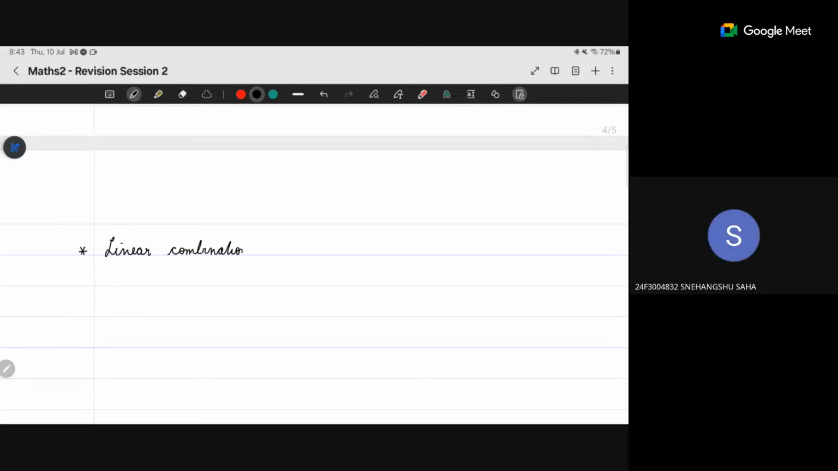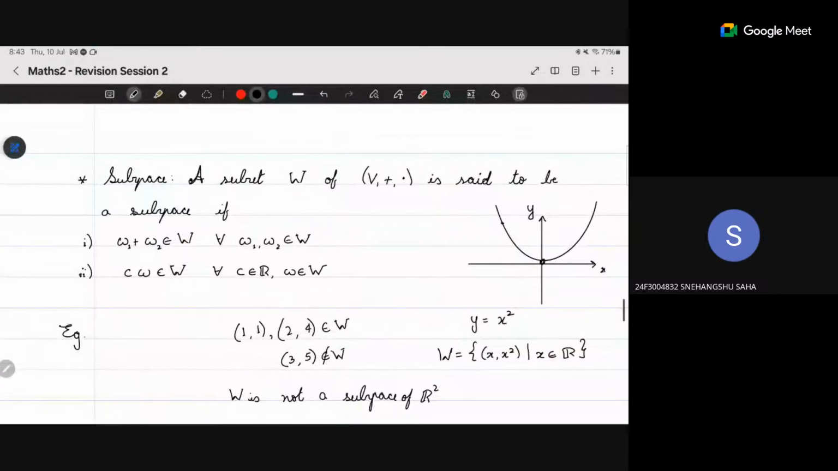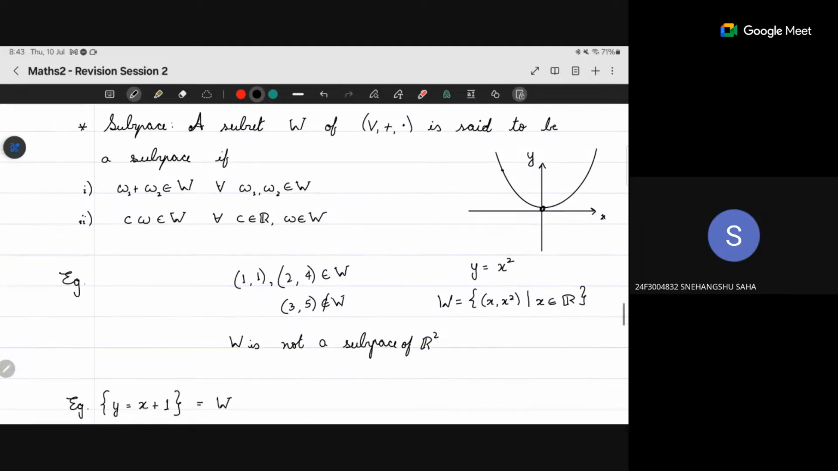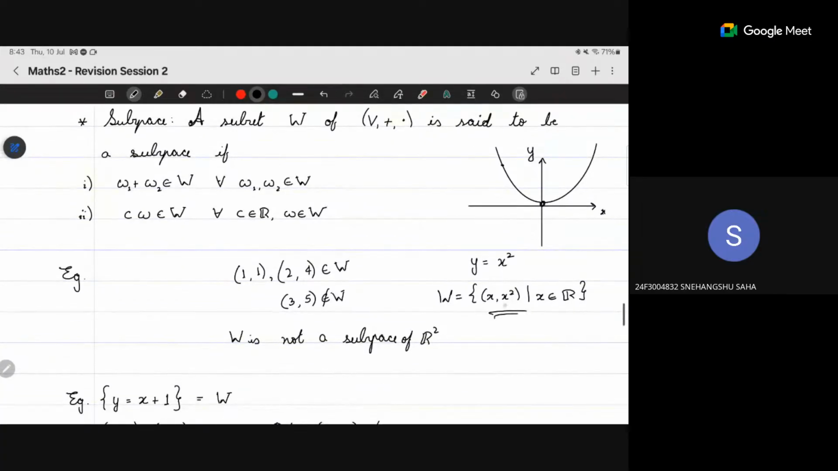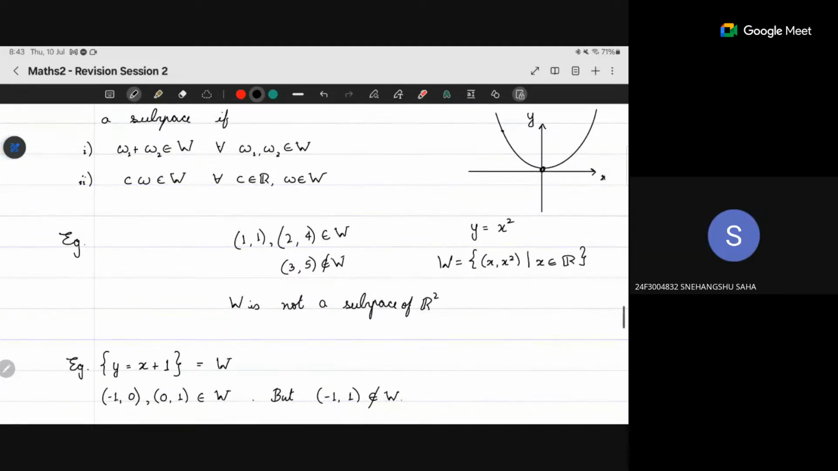Sir, would you please explain the difference between subset and subspace? A subset is any subset. Now, a subset which satisfies these two conditions is a subspace. For example, this W is a subset, but it is not a subspace. Why? Because it does not satisfy closure under addition. These are called closure under addition and closure under scalar multiplication. It doesn't even satisfy closure under scalar multiplication.